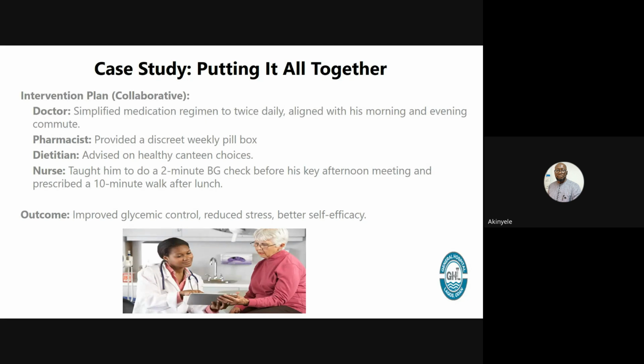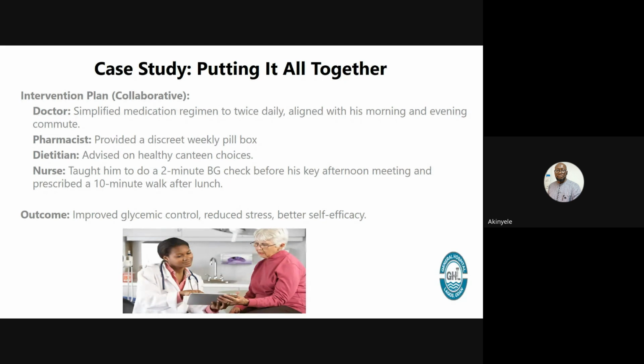And then the dietitian comes in to advise on the healthy canteen choices, and if possible, bring his packed meals from home. And the nurse also comes in to help him check his blood glucose within 2 minutes, even before he goes in for his meetings, and then how he can get a 10-minute walk out of his very busy schedule. And overall, if you are able to do this, you will be able to improve his glycemic control, reduce his stress, and better his mental well-being.